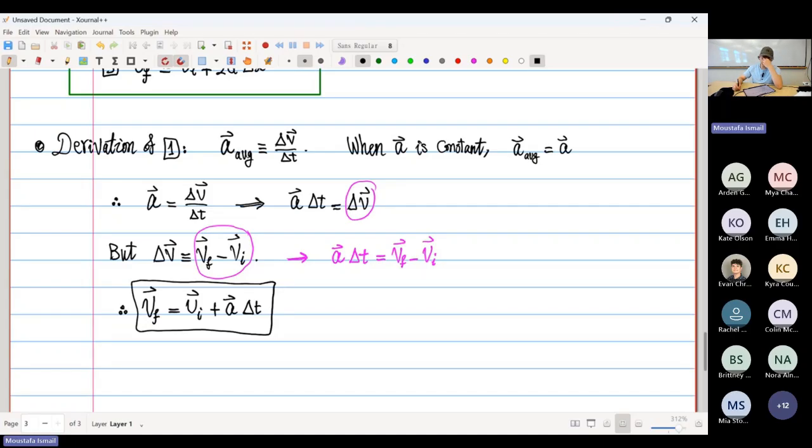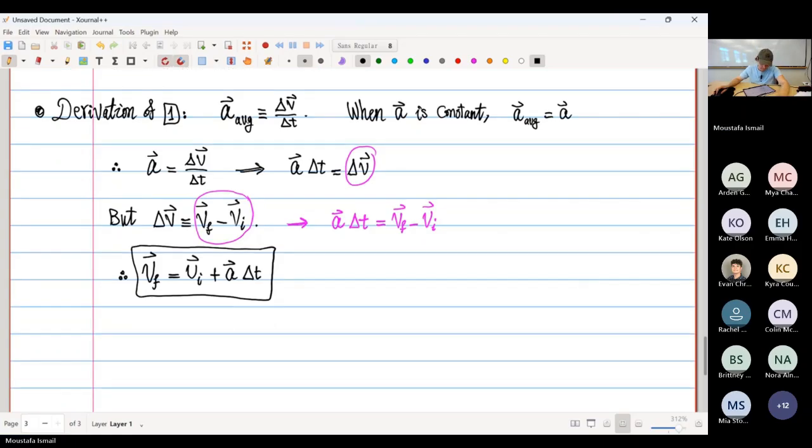This equation is important when you have the initial velocity, the acceleration and time, and you want to calculate the final velocity. Or you have the final velocity, acceleration, and initial velocity, and you want to calculate the time taken. So you will be given 3 variables and you're solving for the 4th. Okay.